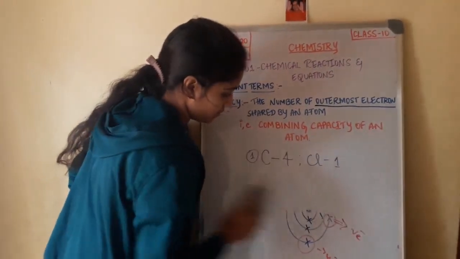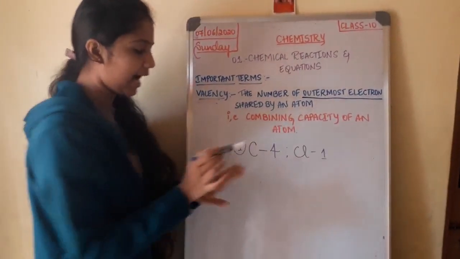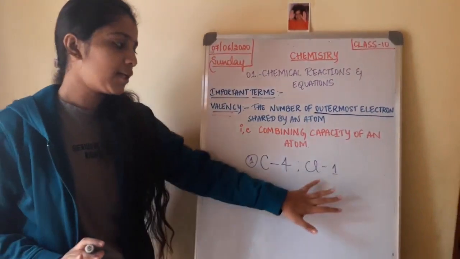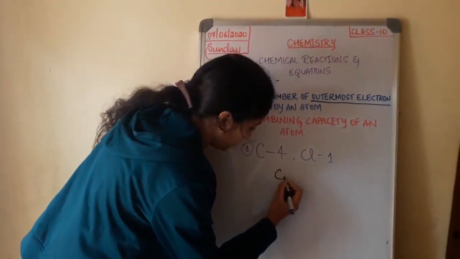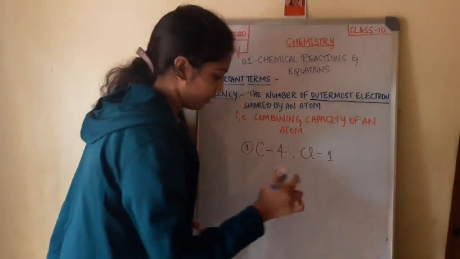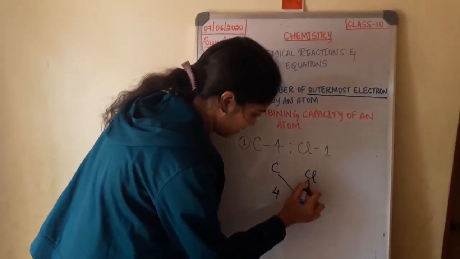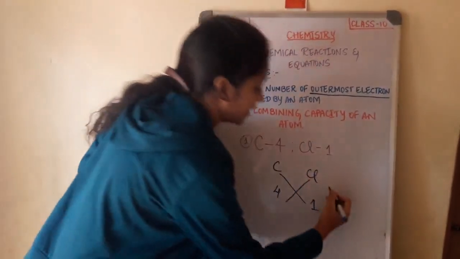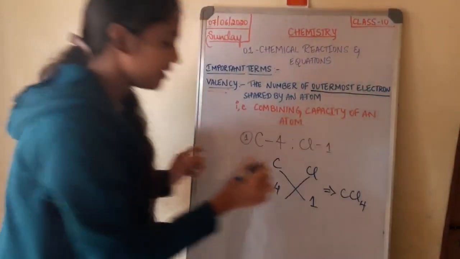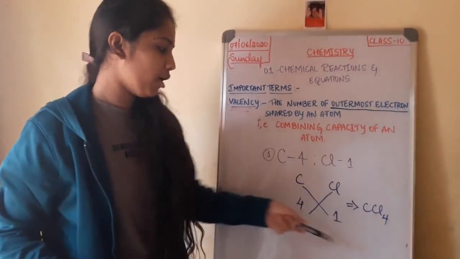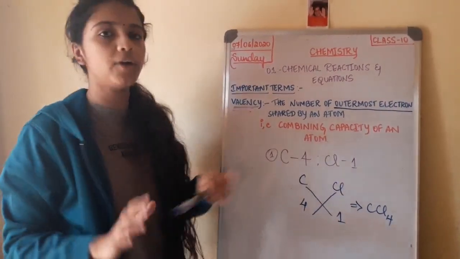So, now look at this example over here. I have carbon. Carbon's valency number is 4 and chlorine's valency number is 1. So, when I combine carbon with valency number 4 and chlorine with valency number 1, this is called the crisscross method and we get CCl4. This is the product formed due to the valency property of carbon and chlorine. This is all about valency.